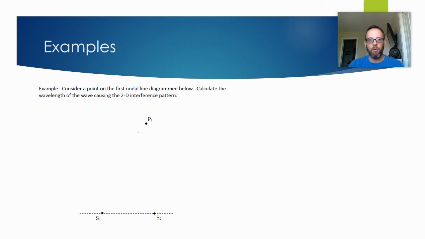interference pattern. So here we have a point, and I've made a point of saying here that this is on the first nodal line. Okay, so we know that n is equal to 1. And I'm going to draw a line from there to there. So that is our P1S1, and our line from here to here, that would be our P1S2.